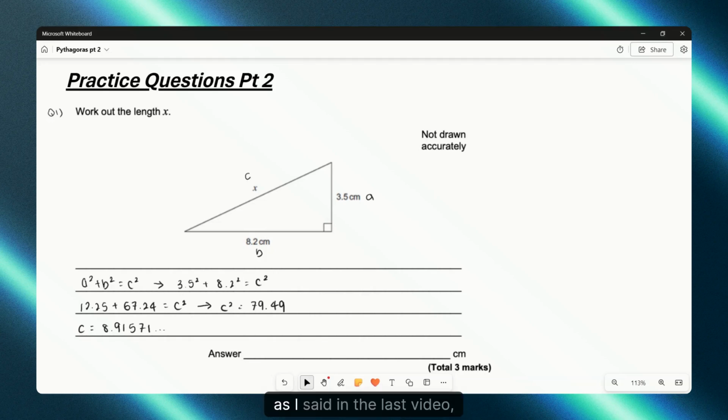Now, as I said in the last video, because it doesn't specify how many decimal places to give your answer to, I usually go with 2 decimal places. So in this case, c is equal to 8.92. And as we said before, c is equal to x. Therefore, our final answer, x, is equal to 8.92 centimeters.